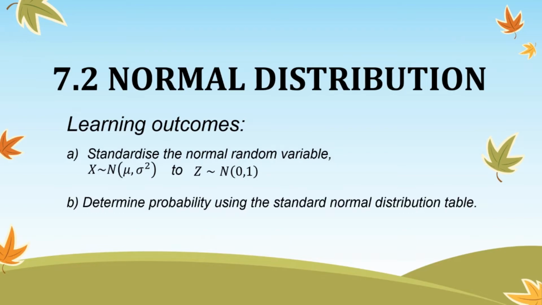For 7.2 normal distribution, the learning outcomes are to standardize a normal random variable X with normal distribution, mean and variance, to Z with normal distribution 0, 1, and to determine the probability using the standard normal distribution table.